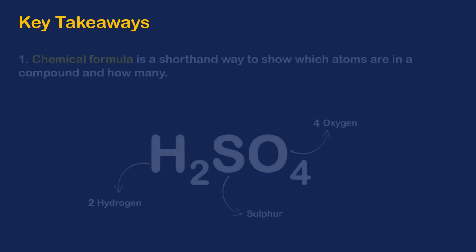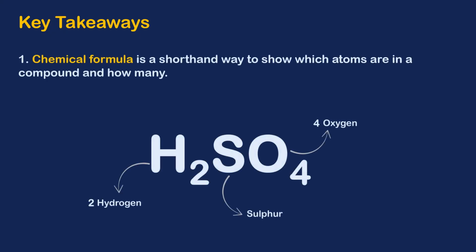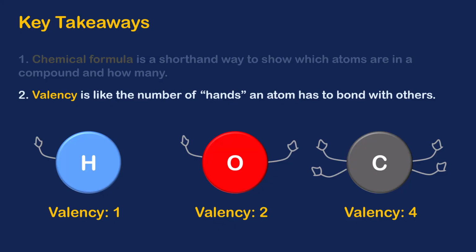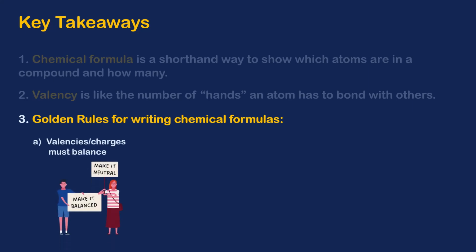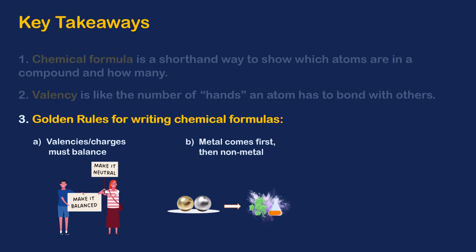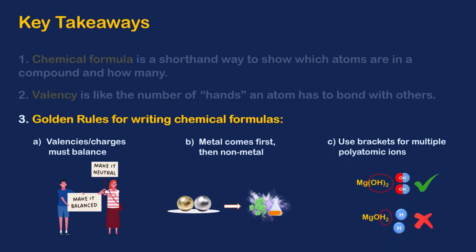Now let's take a look at some of the key takeaways from this. First one, chemical formula is a shorthand way to show which atoms are in a compound and how many. 2. Valency is like the number of hands an atom has to bond with others. 3. Golden rules for writing the chemical formulas. Valencies or charges must always balance. Metal comes first, then non-metal, and use brackets for multiple polyatomic ions.